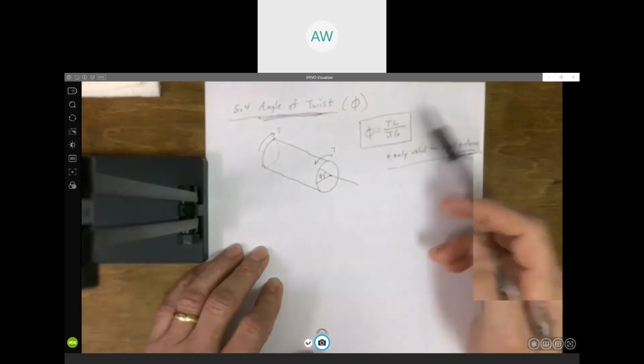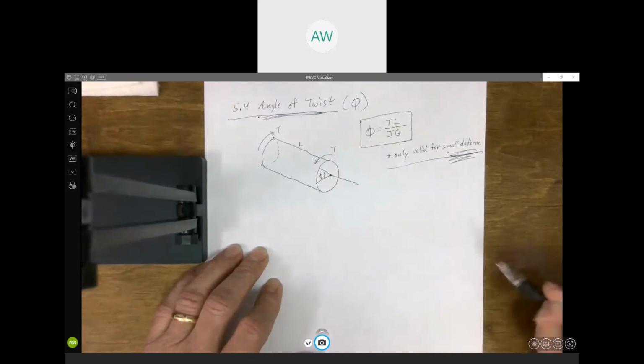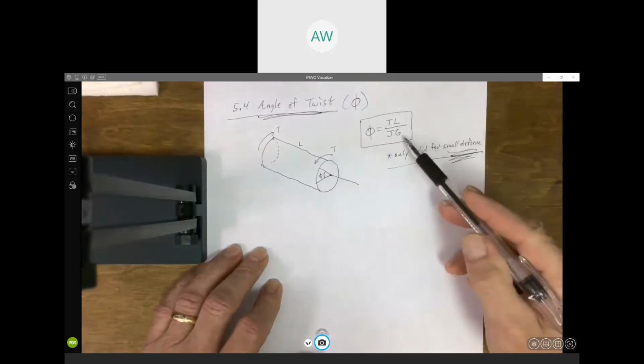T is the torque. L is the length of the shaft. J is the polar moment of inertia for that cross-sectional area. And G is the modulus of rigidity, or the shear modulus for that material.